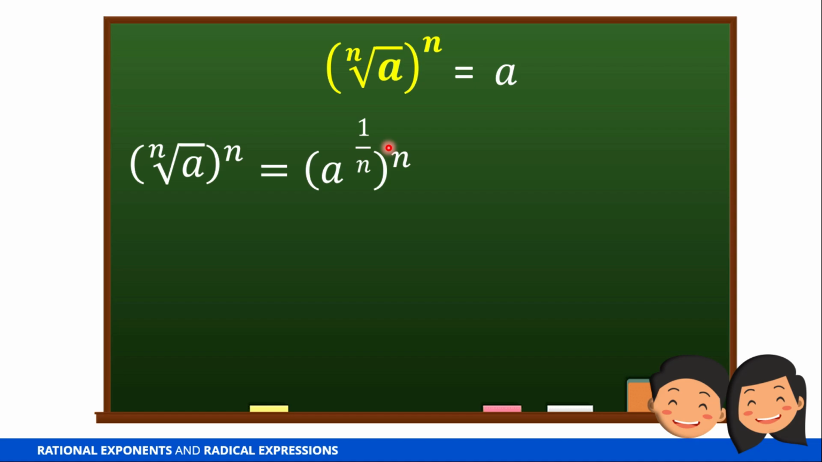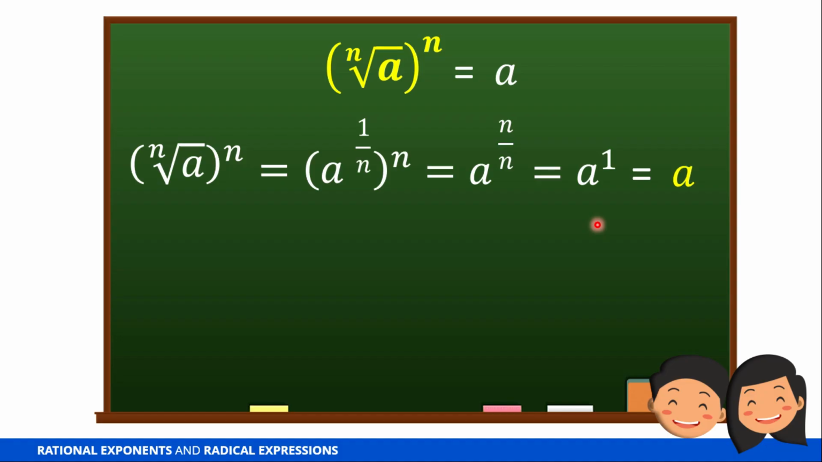So, simplify natin ito. Multiply natin yung 1 over n sa n. This will become a to the n over n power. So, yung n times 1, that is n. Tapos, yung n dito sa labas, may denominator siya na 1. So, 1 times yung n na denominator sa loob, n pa rin ang magiging answer. So, n divided by n, that is equal to a raised to 1. Simplify natin ito, alam natin na kapag ang exponent ay 1, isusulat na lamang natin yan as a. Kaya naman, dito sa rule natin, the nth root of a raised to n is equal to a.